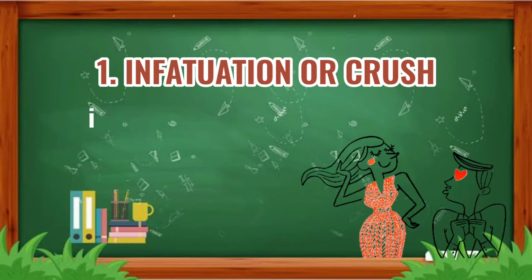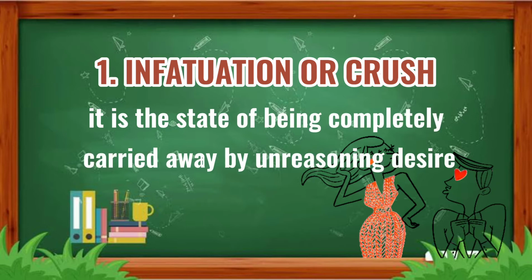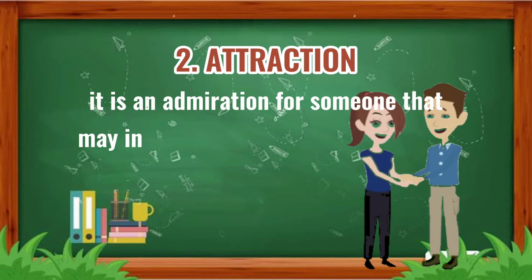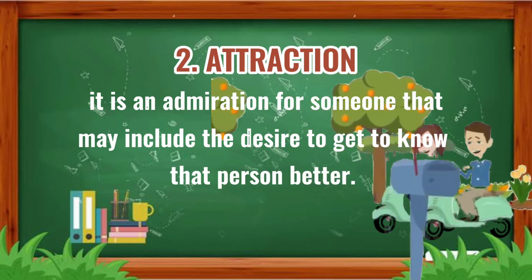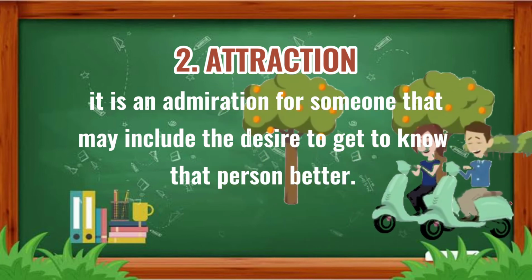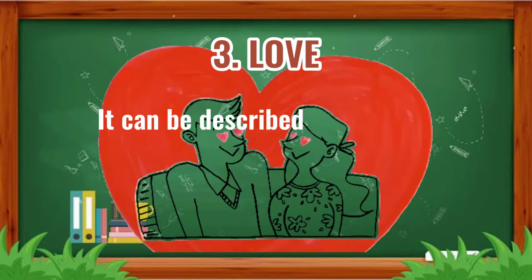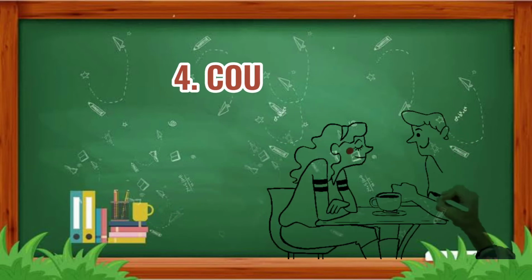Infatuation or crush. It is the state of being completely carried away by unreasoning desire, or it is an intense but short-lived passion or admiration for someone or something. Next is attraction. It is an admiration for someone that may include the desire to know that person better, or the action or power of evoking interest, pleasure, or liking for someone or something. Next is love. Love is a feeling of intense affection for another person, or a great interest or pleasure in someone or something.